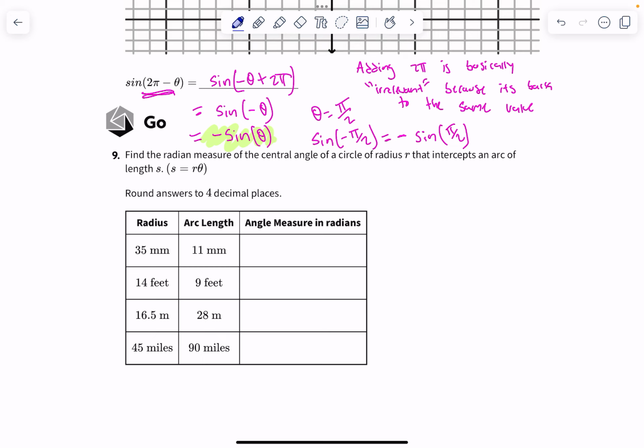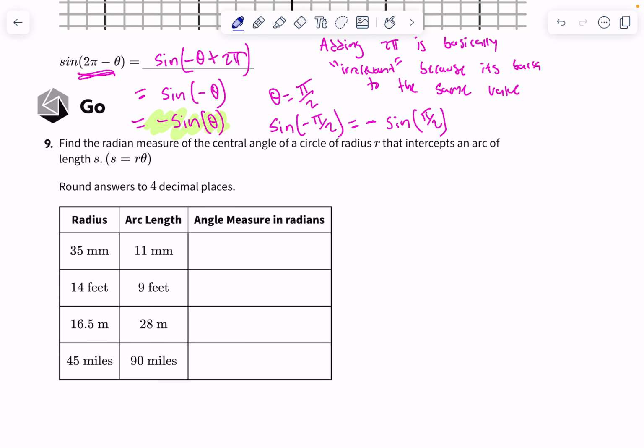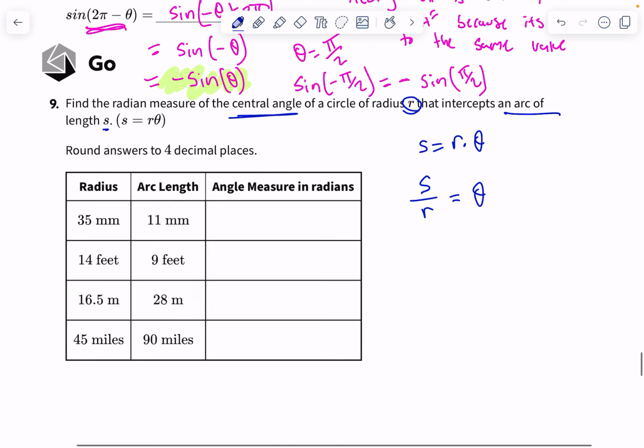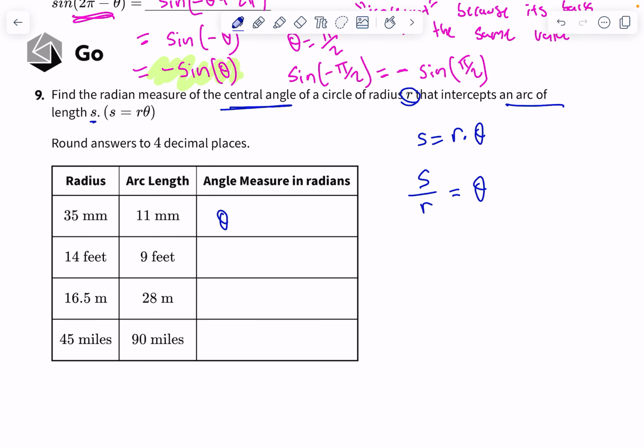Let's go to number 9. This is pretty straightforward. Find the radian measure of the central angle of a circle of radius r that intercepts an arc of length s. This becomes a matter of just solving. So s is equal to r times theta, then s divided by r is equal to theta. So here, my angle measured in radians, theta is simply equal to my arc length, which is 11 over 35. And then they want us to round to 4 decimal places.